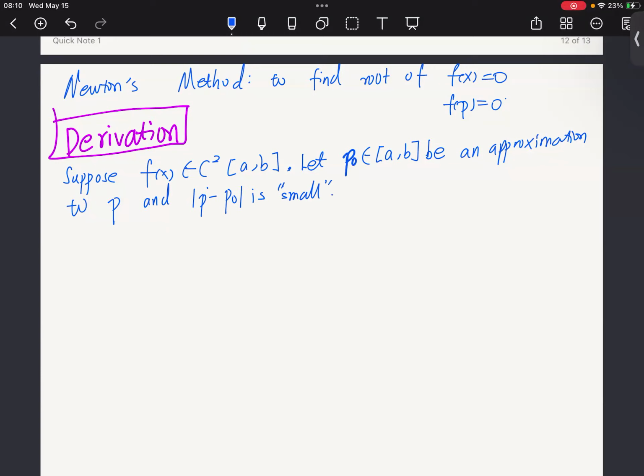And let's consider the Taylor expansions of the f(x) function about the point p0.